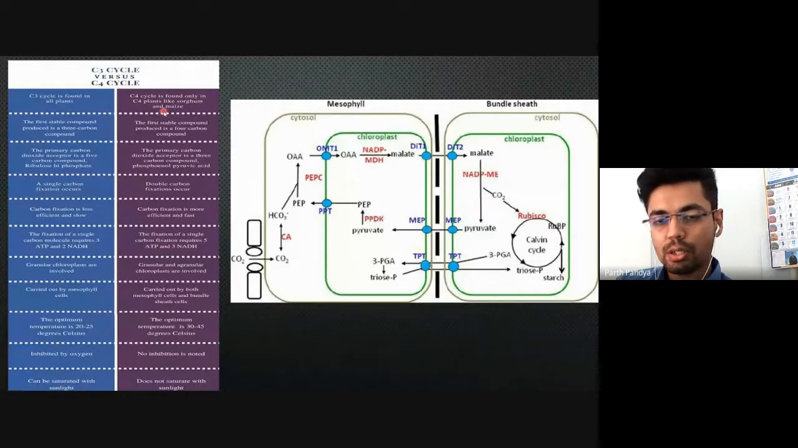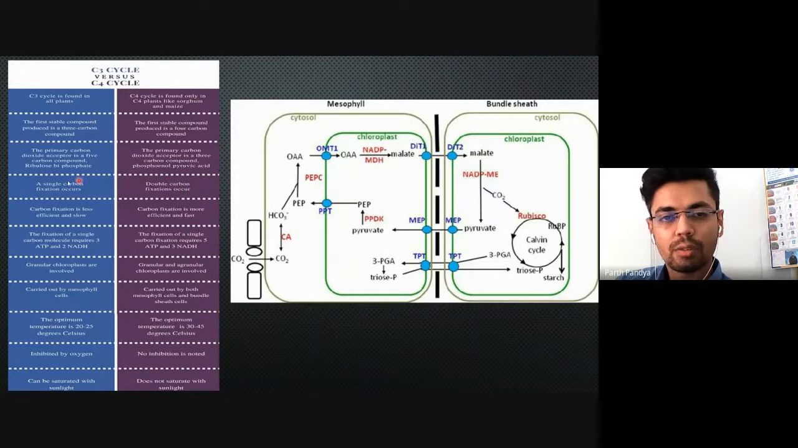If you differentiate between the C3 and the C4 cycle, the C3 cycle is found in almost all plants, whereas C4 is majorly restricted to monocots, like sorghum and maize. In C3, the first stable compound is a 3-carbon compound, whereas in C4 it is a 4-carbon compound. As we saw, it was PGA in C3, and in C4 it was oxaloacetate. The primary carbon dioxide acceptor in the C3 cycle is a 5-carbon compound, ribulose bisphosphate, whereas in C4 it is a 3-carbon compound, phosphoenol pyruvic acid or pyruvate.